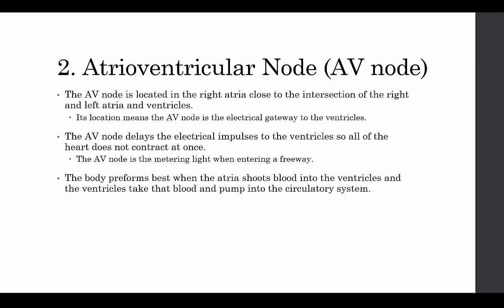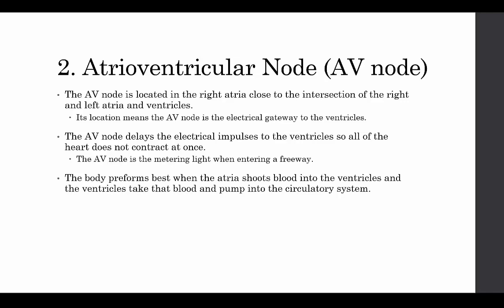It's in the right side of the atria, and because of its location, the AV node is a perfect gateway for the electrical activity into the ventricles. This being the case, the AV node does delay the electrical impulses to the ventricles from the SA node, so the whole heart does not just contract at one time, and it moves much more efficiently.